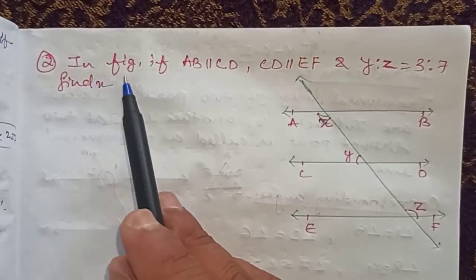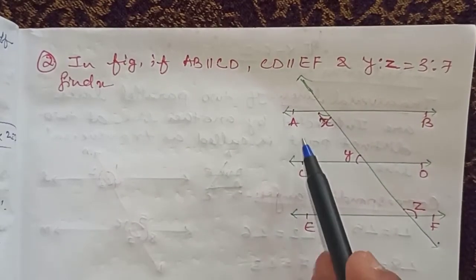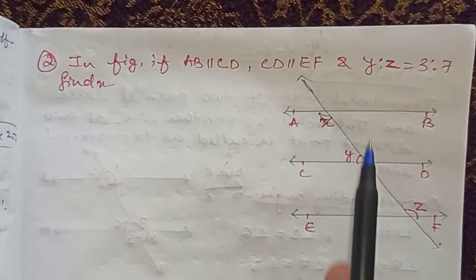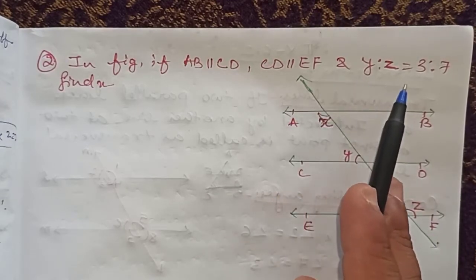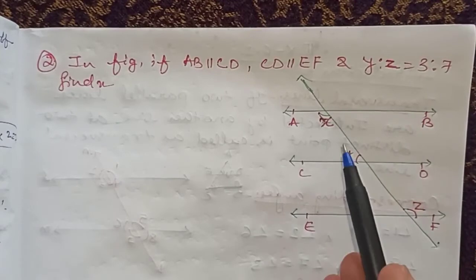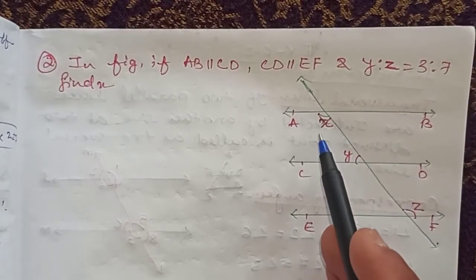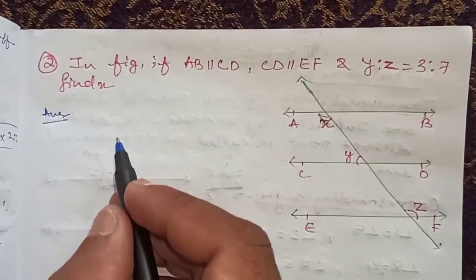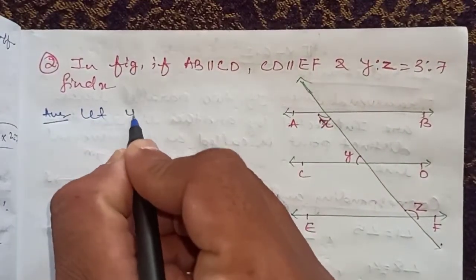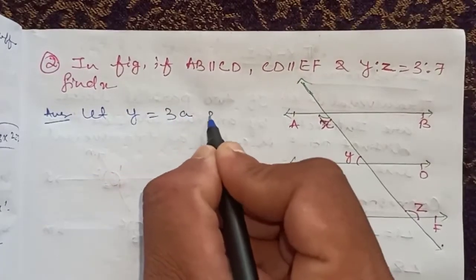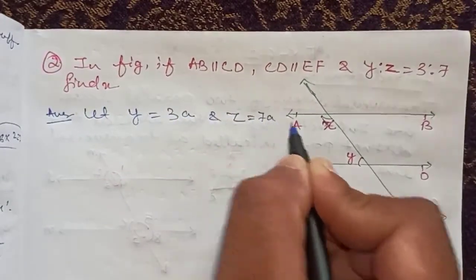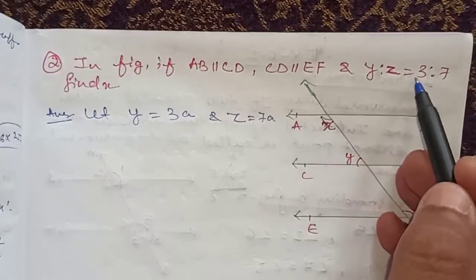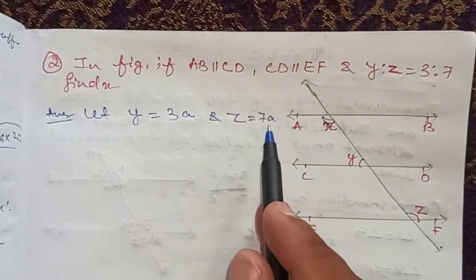In question number 2 it is given in the figure that AB is parallel to CD and CD is parallel to EF, and y to z is 3:7. Find x. Here y and z are given, x we have to find out. So first of all we will remove the ratio from the values. Let y equal 3a and z equal 7a. Whenever you are removing a ratio, you use some variable with the number. So I have taken a as the variable.